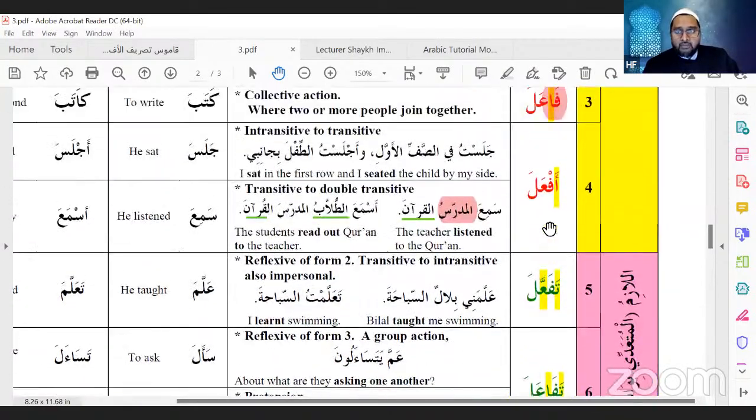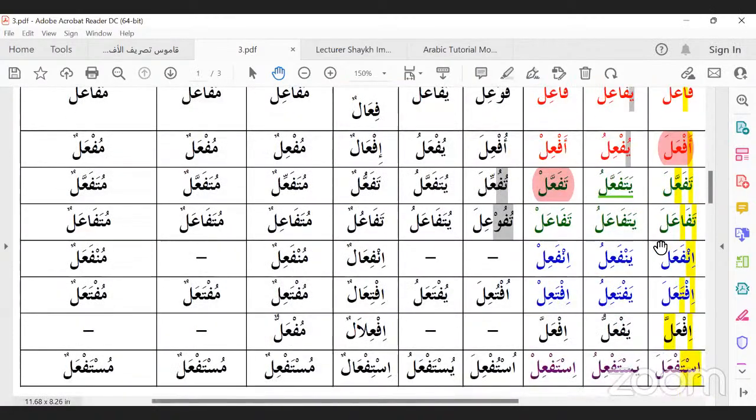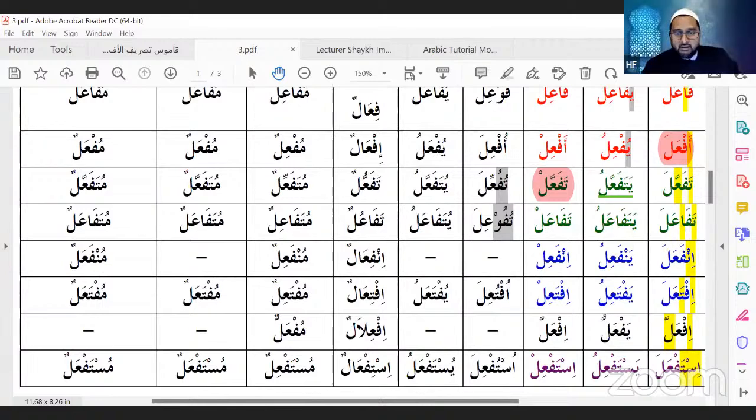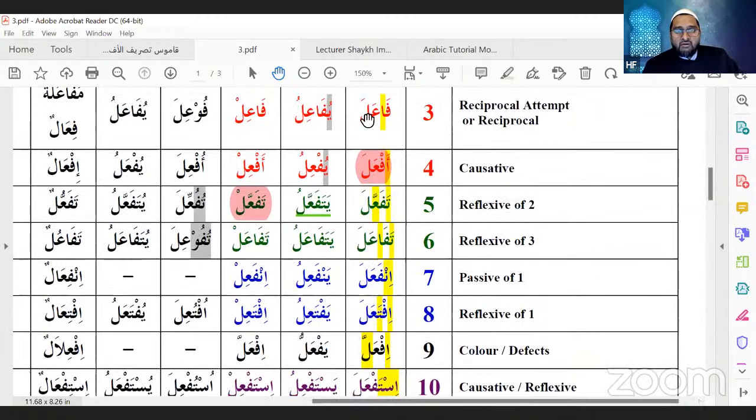Bab tafa'ul. It's the sixth form of the verb and a reflexive of form 3. So form 3 has a connotation of two parties being involved. Here, this is the sixth. So it's the reflexive of form number 3 of fa'ala.